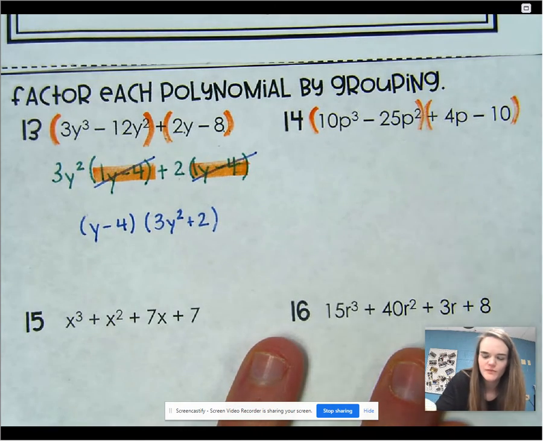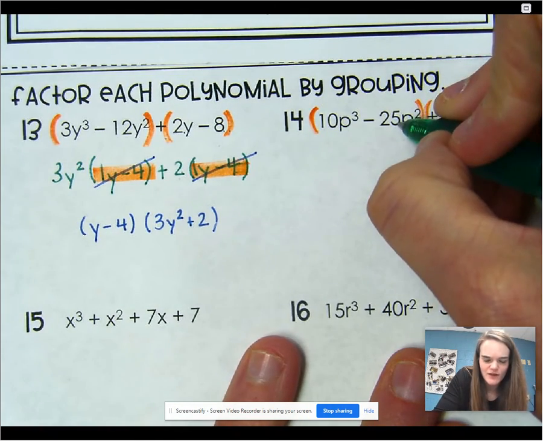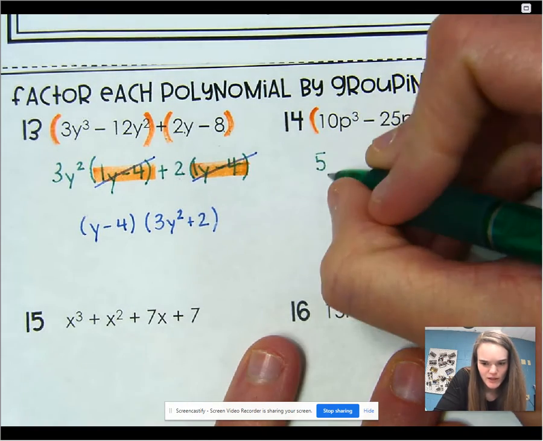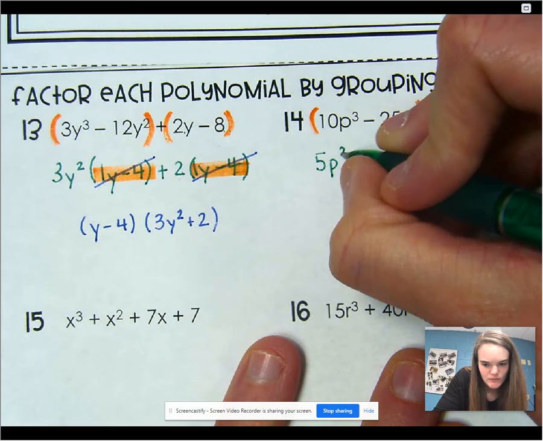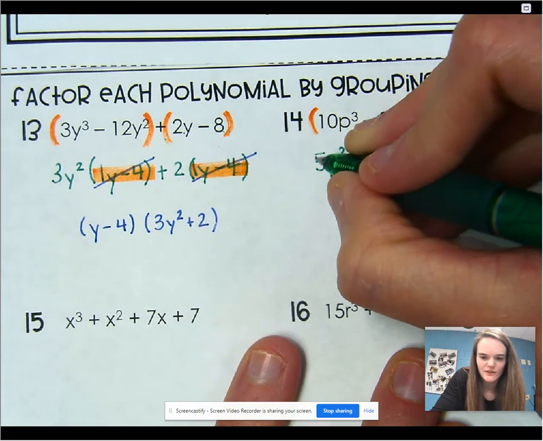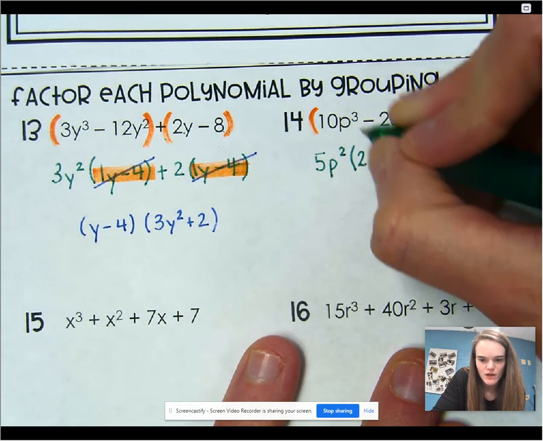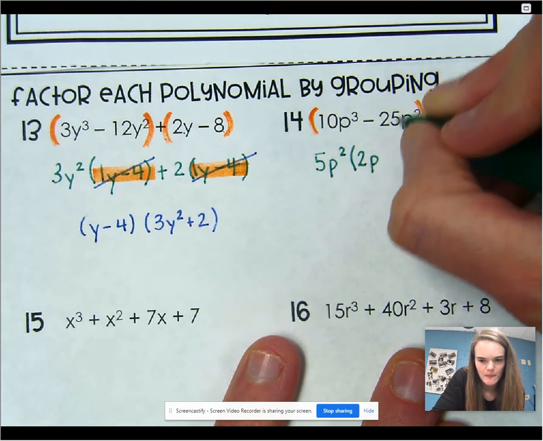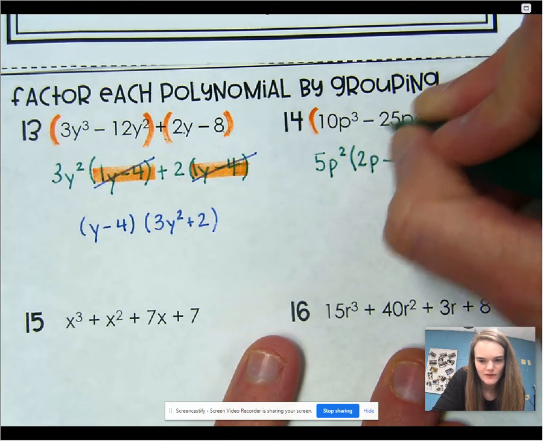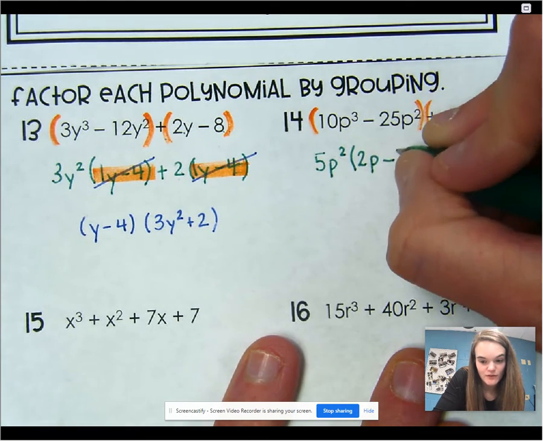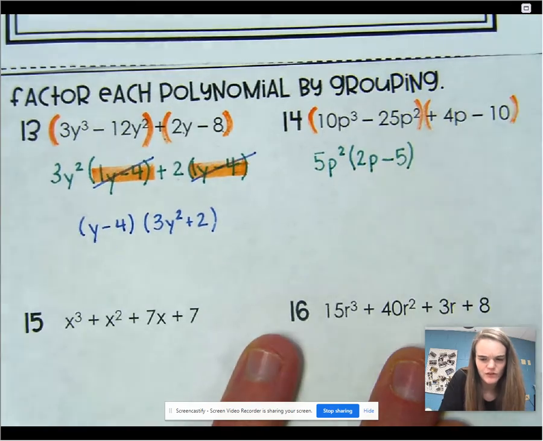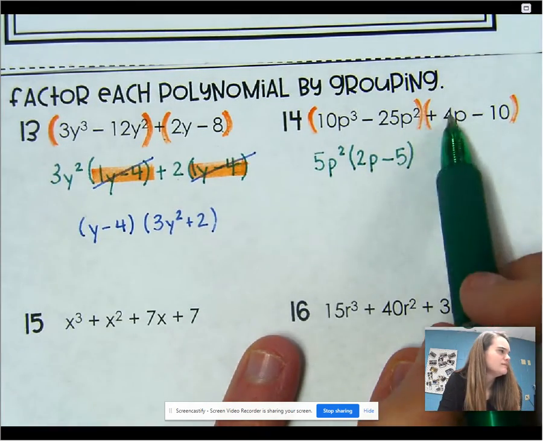Worry about the first one. 10 and 25. I can take a 5 out. P to the third, p squared. I can take out a p squared. What's left? 10 divided by 5 is 2. P to the third, p squared, so I've got a p left. Minus 25 divided by 5 is 5. I had p squared. I took out p squared. I have none left. This set.